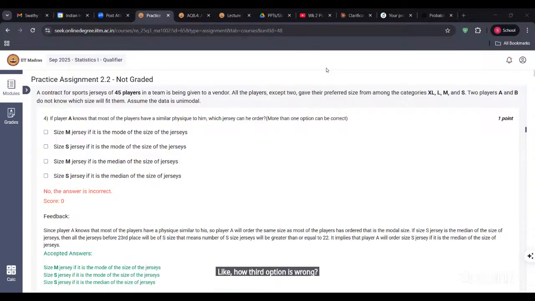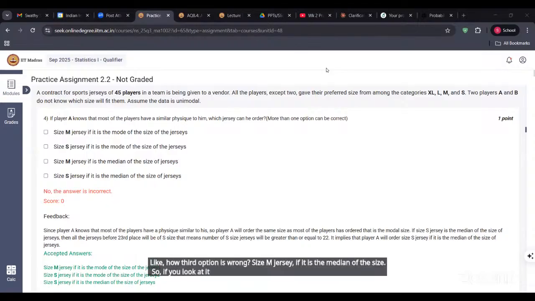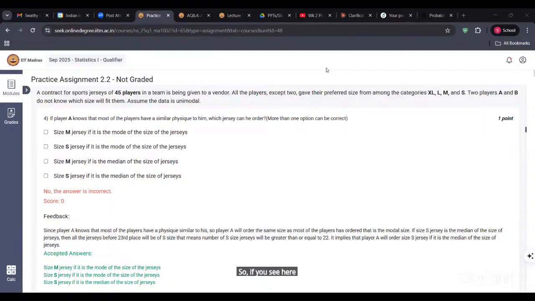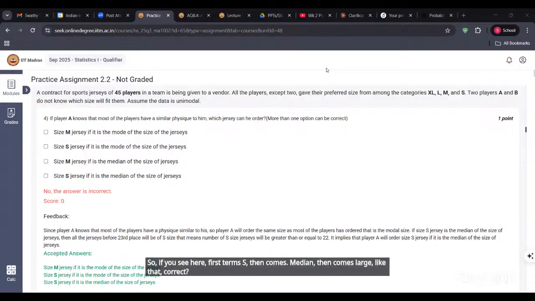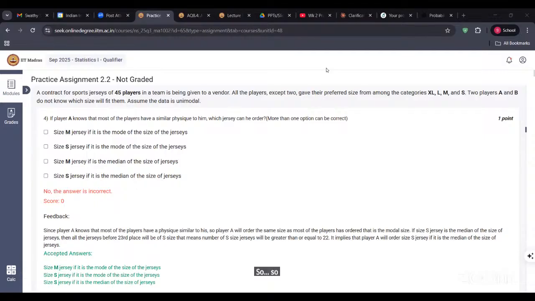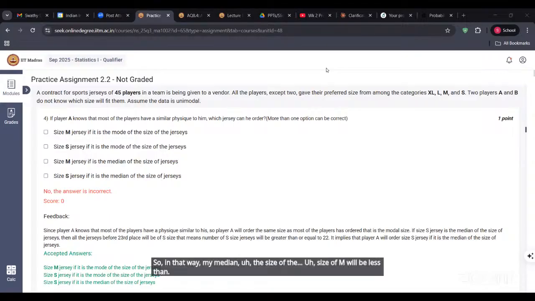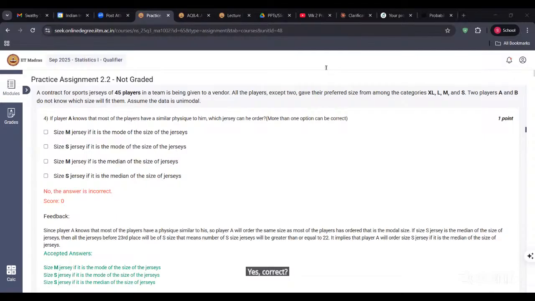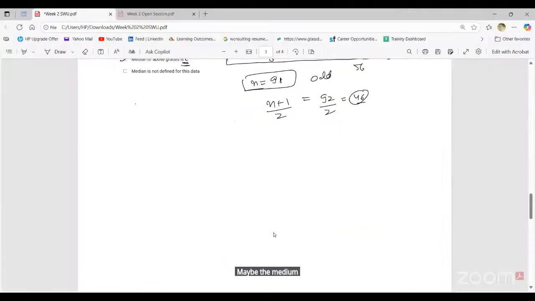Size M jersey, if it is the median of the size. If you look at it, A is choosing what most of the players have. First comes S, then comes M, and then comes large, like that, correct? In that way, my S will come first, then M will come. So my median, the size of M, will be less than S, correct? How can we say that they are less? Depending upon the number of players, we can have maybe a medium situation. Okay, let's suppose.